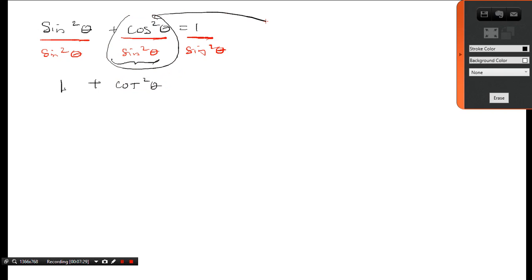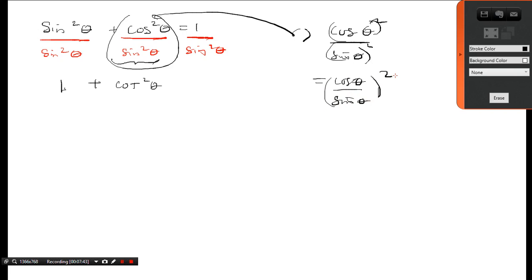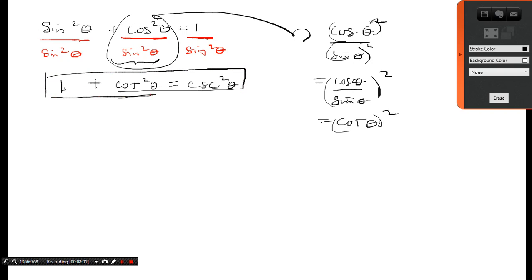How so? Let's explore this. This is cosine of theta over sine of theta, both of them squared. And then I'm going to use the same method as last time. This is cosine of theta over sine of theta, all squared. And cosine over sine is cotangent. So that's cotangent of theta squared, which should be written like this. And then finally, 1 over sine squared theta is going to be cosecant squared theta. So this is the third version of the Pythagorean identity that we'll use on multiplications.